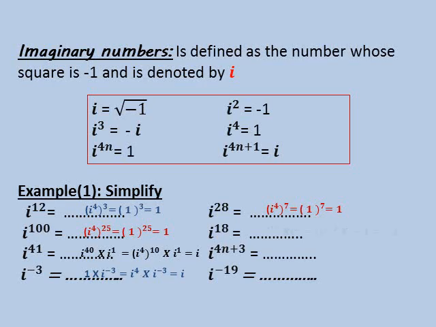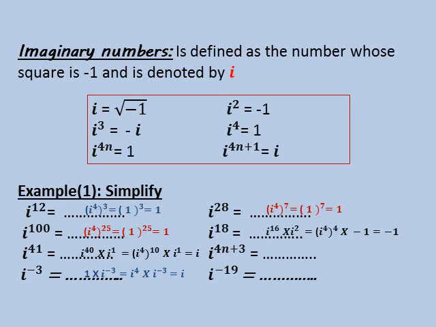Very good, 16. So it will be i power 16 times i power 2. i power 16, it's a multiple of 4, so it will be 1. i power 2, as we learned before, is negative 1. 1 times negative 1 will be equal to negative 1.